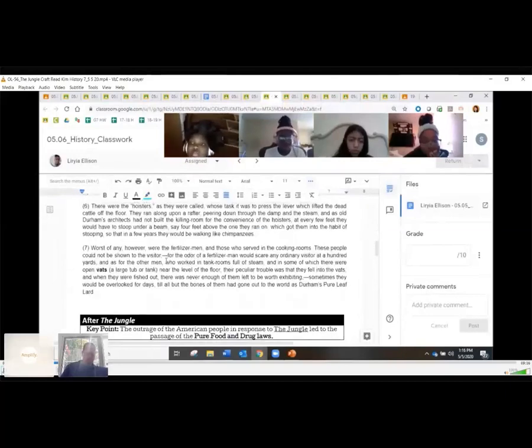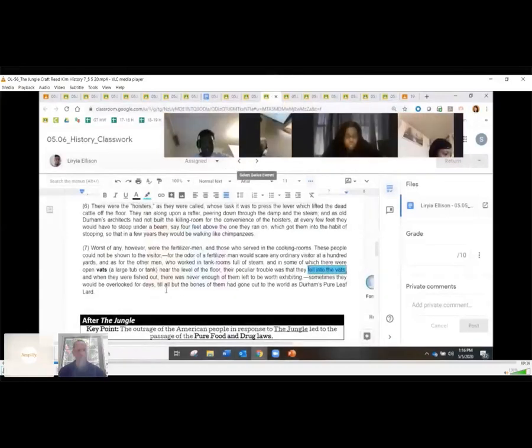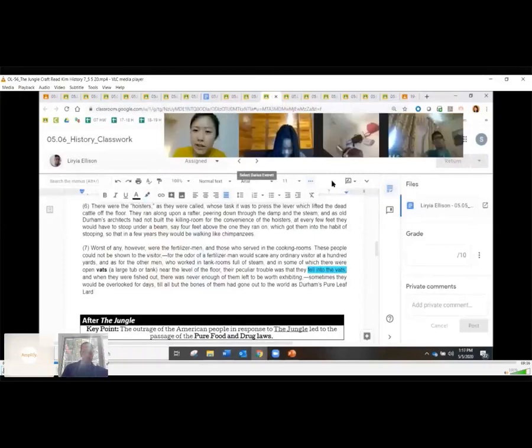Now, a piece of evidence I don't think I saw anyone really highlight was in paragraph 7. Take a look: sometimes the fertilizer man would fall into the vats. I'm going to ask you to participate. What would happen once they would fall into the vats? If they were to fall into the vats, they would get hurt, or they'd be fished out, right? And they'll go back to work. We would get fished out, and then they would go back to work.